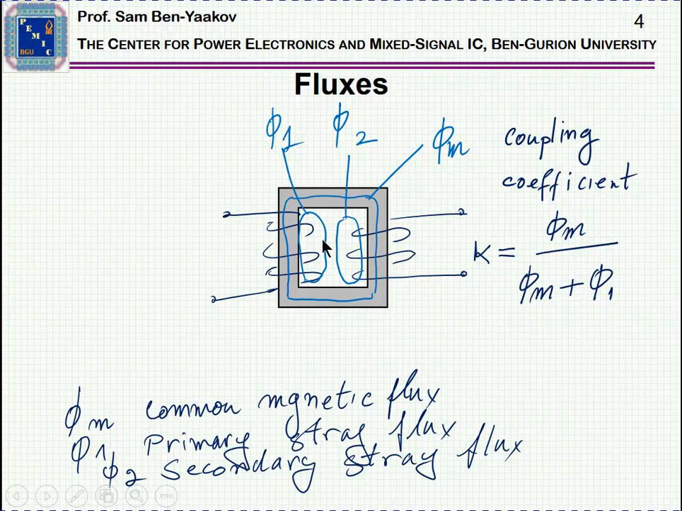A measure of how much of this flux is actually running away is the coupling coefficient, which is given here, which can be expressed as the ratio of the common flux over the common flux plus the stray flux. Say this would be for the primary. So when K is 1, this means that all the flux is common and there is no stray flux, while if K is much less than 1, then an appreciable part of the flux is actually running away, which is in many cases causing a lot of trouble.